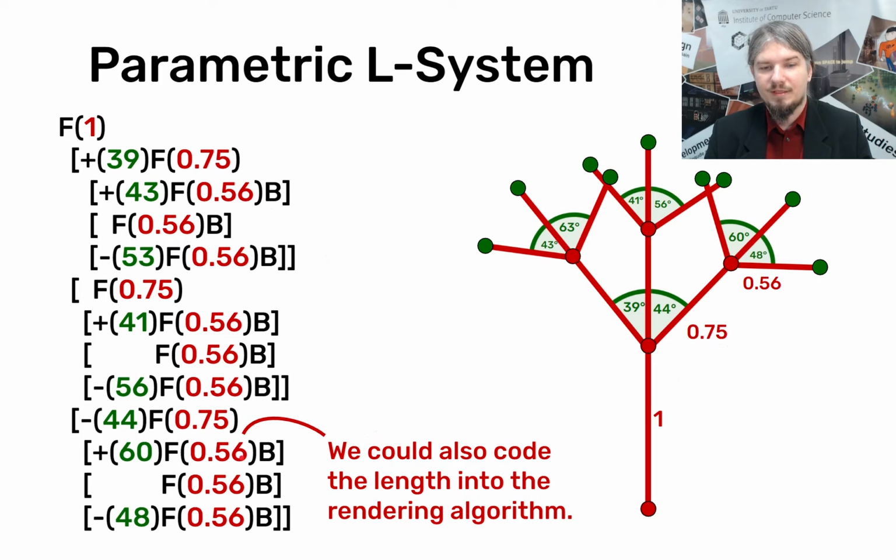This 0.56, that is 75% of 0.75. So we wouldn't need to waste space in the actual string here. But it of course depends on your application. Maybe this is not that cut and dry that it's always 75%, but rather maybe an artist changes the lengths of these branches here, so then you would need to encode the lengths into the string.